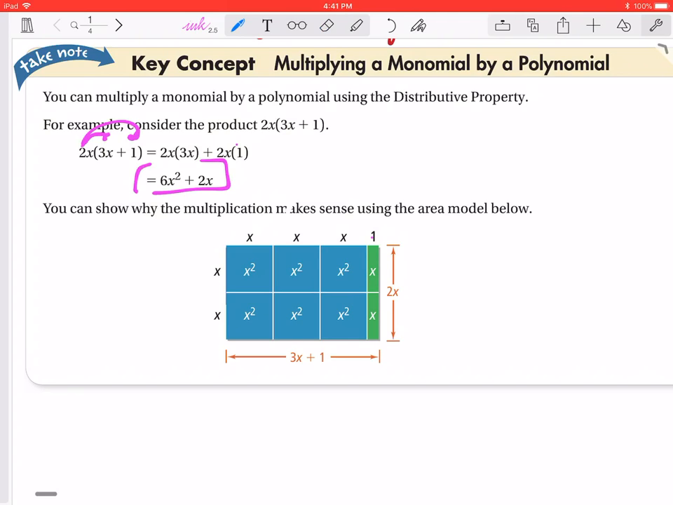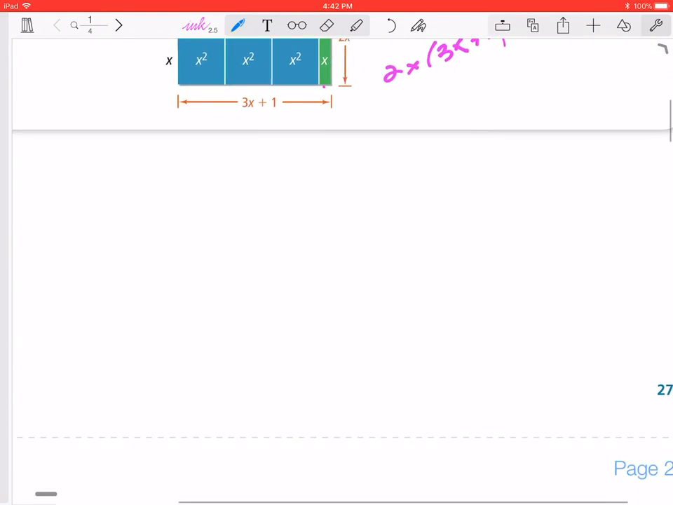Now, if I add these rows here together, that's going to give me x plus x, which gives me 2x. Then if I add these 3 here, 1, 2, 3, I have 3 x squares, and then I have, wrong direction, I have 3x's plus 1. Now, again, in terms of a rectangle, the rectangle's area is equal to base times height. So that's going to be 2x times 3x plus 1.